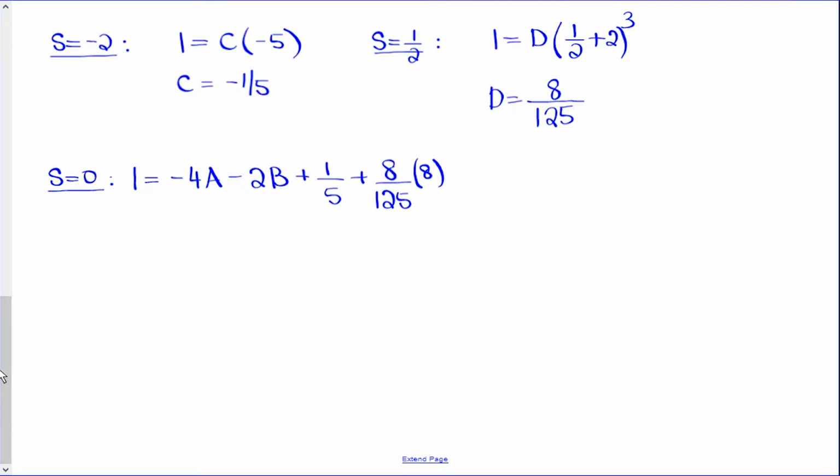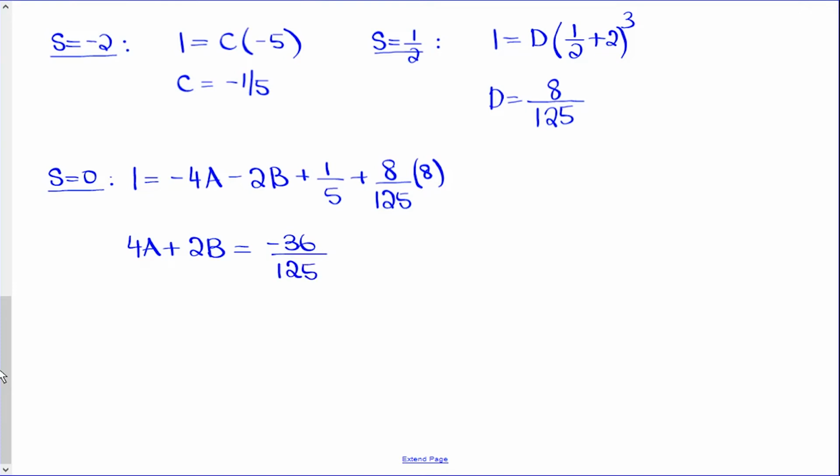Let me rewrite this equation as 4A plus 2B equals 1/5 plus 64/125, and I'm going to bring the 1 over as well, so -1. So it's going to give me -36/125.